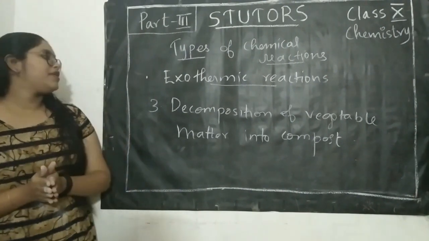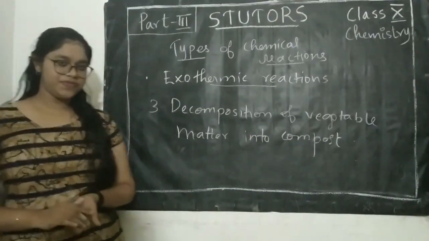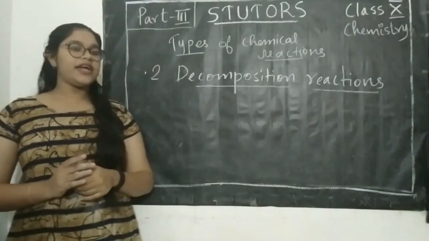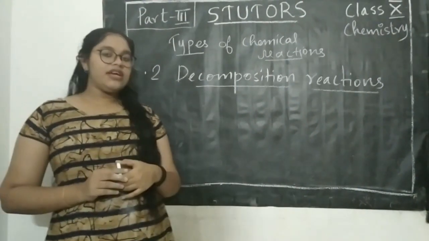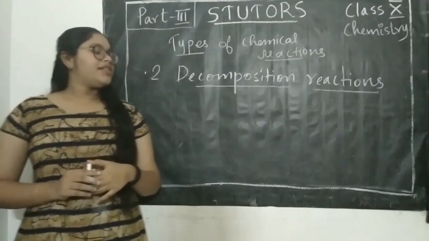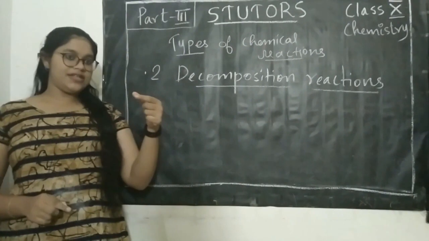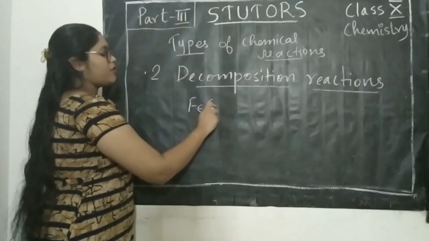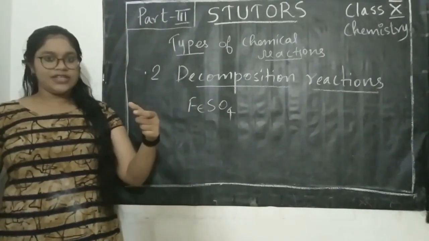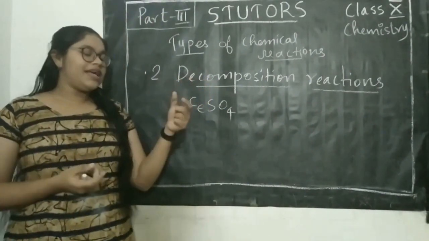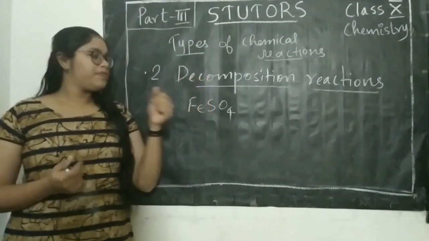Now the second type of chemical reaction is decomposition reaction. So we'll discuss that. Even here we have an activity to discuss. That is, in a boiling tube, take some ferrous sulfate crystals. Ferrous sulfate is FeSO4. Note the color of the crystals. After that, place this boiling tube over the flame of a spirit lamp or a burner.